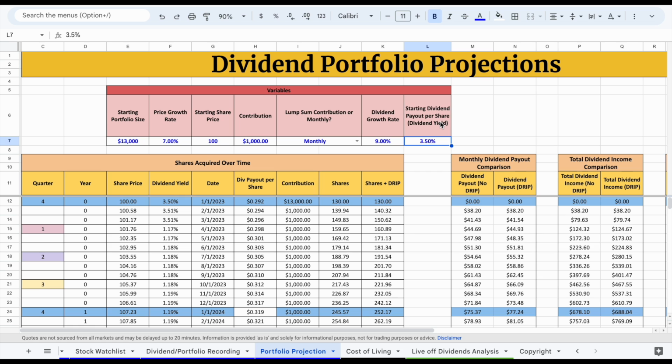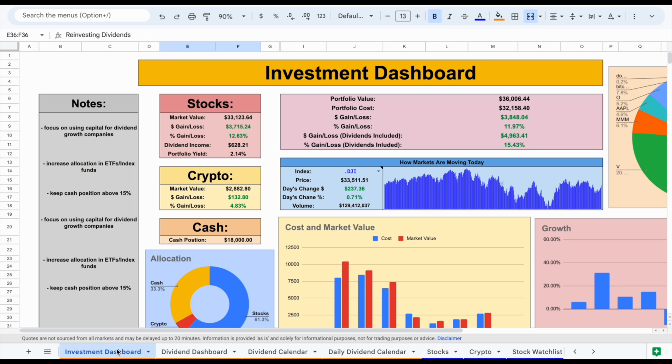So a very cool new feature for sure. I'm definitely going to be using it for my monthly portfolio update videos moving forward. Now, let's just go over in general a little bit how this spreadsheet works.